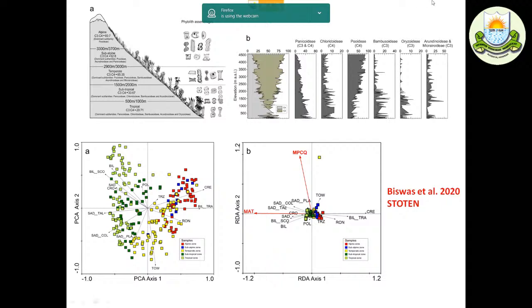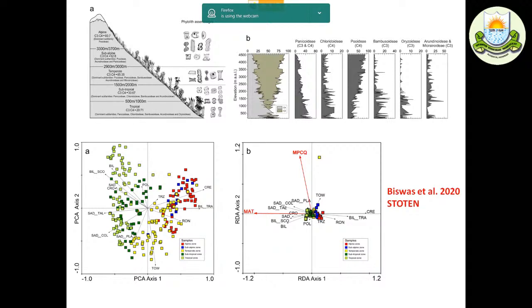These are C3 grasses. Mistakenly, it was mentioned here as C4; it should be C3. Bambusoideae and Oryzoideae also somehow showed a declining trend, but Arundinoideae and Micrairoideae, they are chiefly C3 grasses, but they are significantly recovered from all the elevational zones of the Himalaya. And when we performed the PCA, we found that on the basis of our grass phytolith spectra, the samples could be differentiated as per their zone of collection.